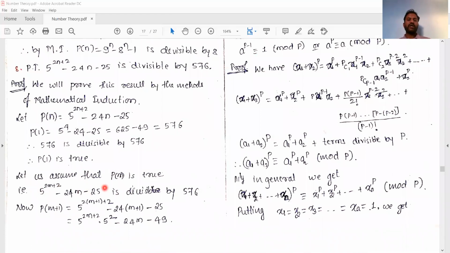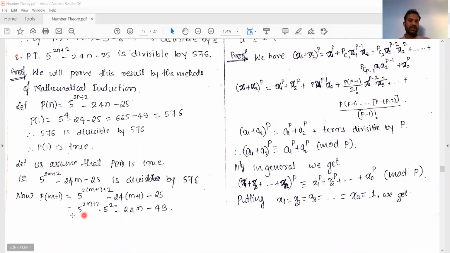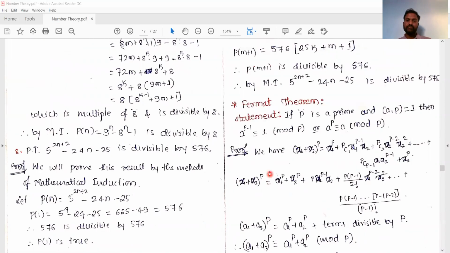Now let us assume that P of m is true. That is, 5 raised to 2m plus 2 minus 24m minus 25 is divisible by 576. This we have to assume. Next we'll consider P of m plus 1, that is equal to 5 raised to 2 into m plus 1 plus 2, minus 24 into m plus 1, minus 25. Wherever n is there, you have to put m plus 1. So simplifying, it is 5 raised to 2m plus 2 into 5 square, minus 24m minus 24 minus 25, it is minus 49.